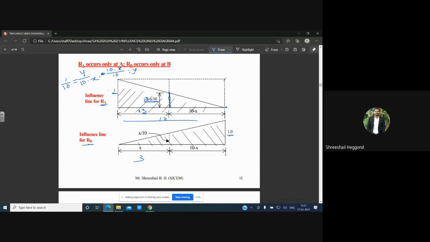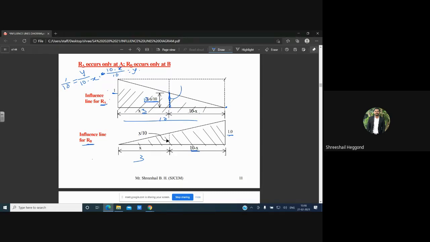Similarly, for this diagram also, it will be the same. This will be x divided by 10. The same activities will be represented over here for RB. So you must know how to calculate the similar triangle property, and then calculate this height whenever it is asked. That is necessary to know the values. This is the reaction ILD diagram. This is how you need to draw it for unit load, one quantity.